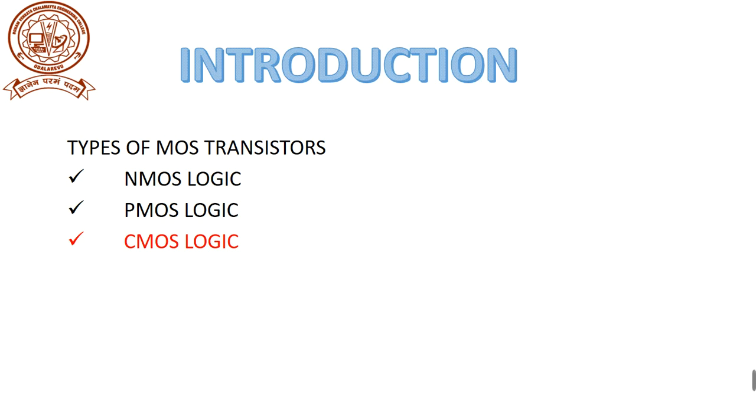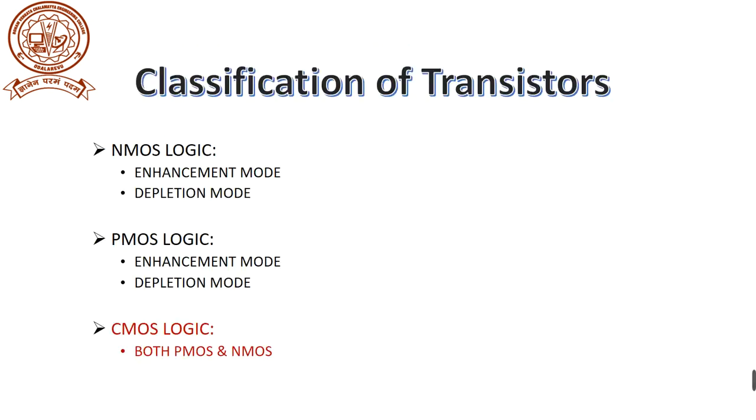Coming to the CMOS transistor logic, we are using the combination of NMOS transistor logic as well as PMOS transistor logic. Simply, CMOS transistor logic can be defined as the combination of NMOS transistor logic and PMOS transistor logic. In this CMOS transistor logic, we are using only enhancement mode NMOS and enhancement mode PMOS transistors. We never use the depletion mode NMOS and PMOS transistors.